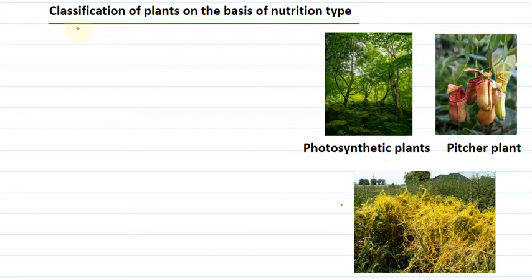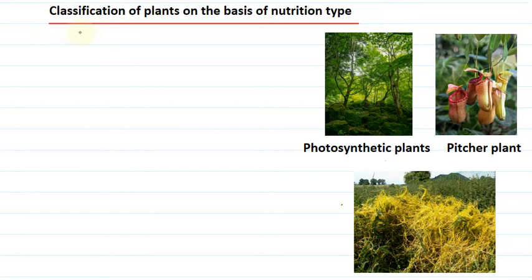The topic for today's video is classification of plants on the basis of nutrition type. We had already studied autotrophic nutrition and heterotrophic nutrition in our previous videos. We know that most plants are autotrophic as they synthesize their own food. Today we will see the different types of plants based on their nutrition type, and whether all plants are autotrophic or some are heterotrophic as well.